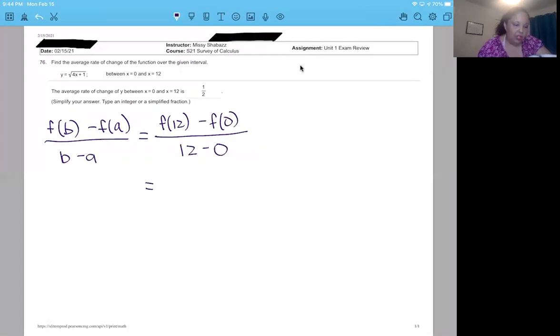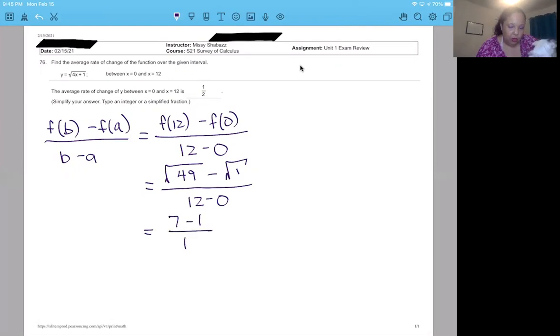So if I plug in 12, what do I get? 12 times 4 is 48 plus 1. So I get the square root of 49 minus f of 0, which is going to be the square root of 1, over 12 minus 0. So the square root of 49 is 7, minus 1, over 12, which gives me 6 over 12, which is 1/2. All right, that's my average rate of change.